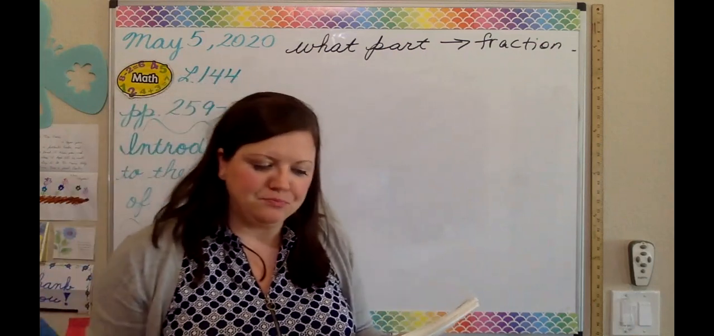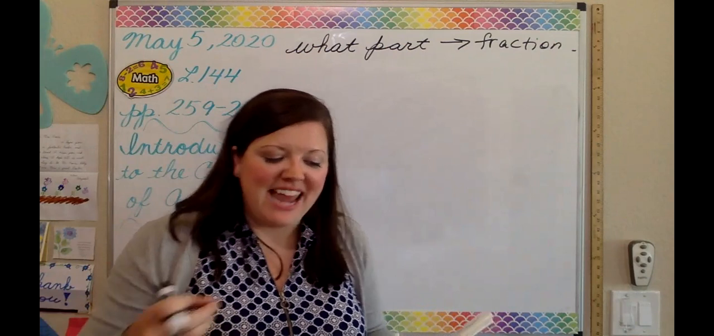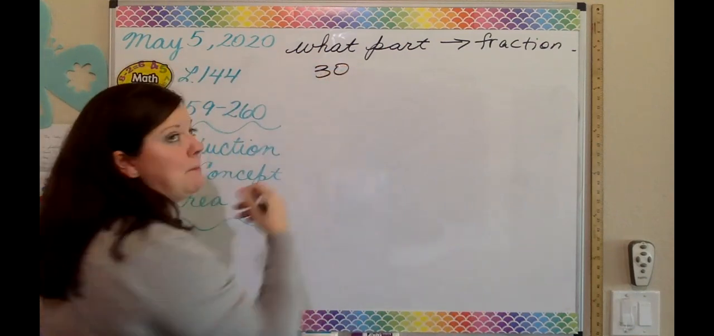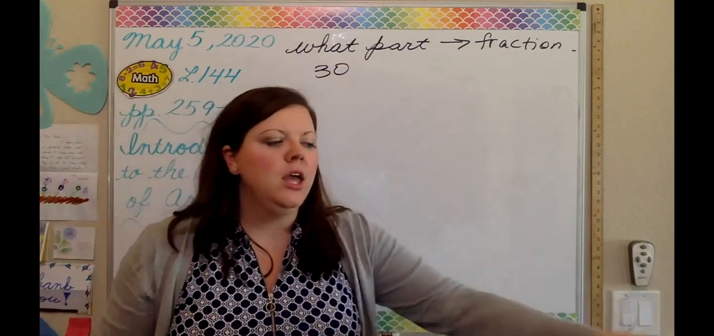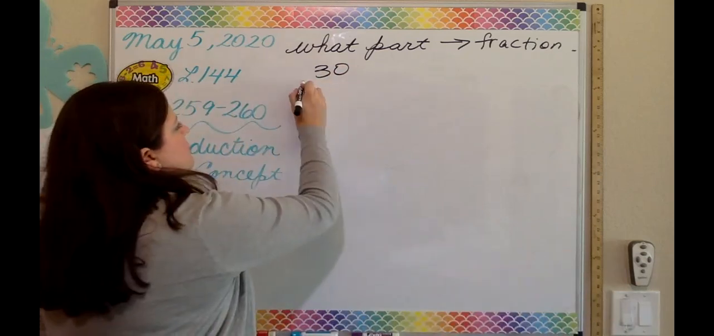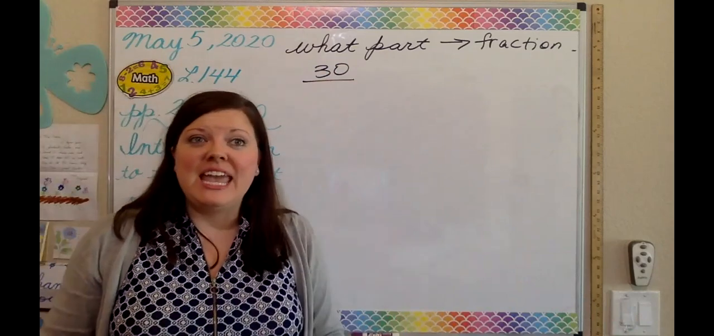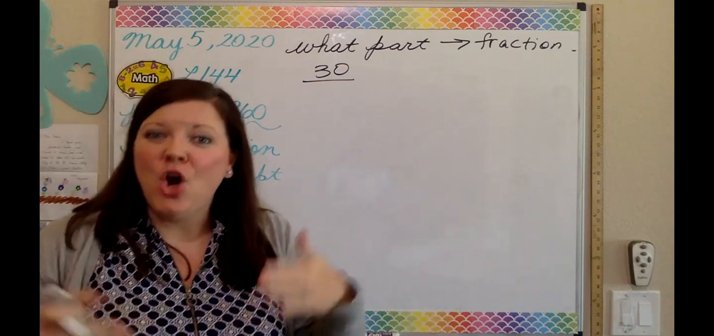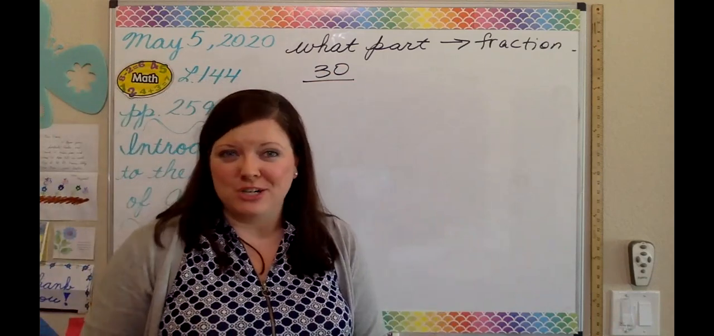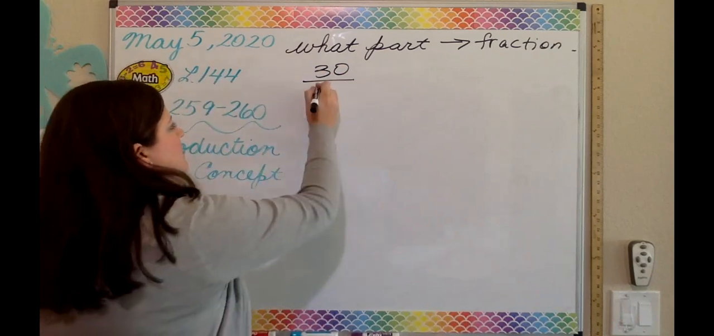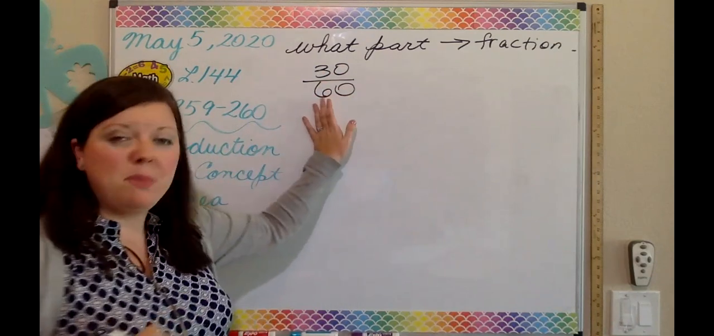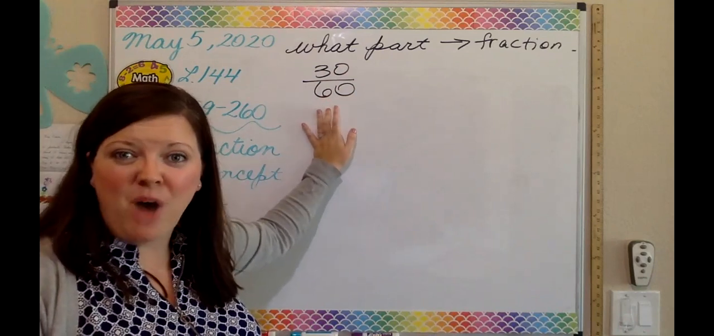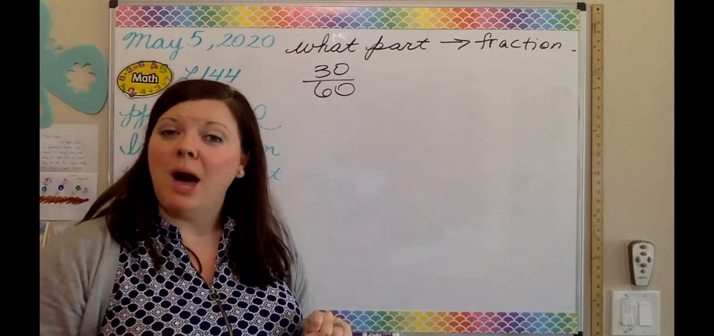So let's take a look. What part of an hour is 30 minutes? Well, let's put 30 on top because that's the part that we have. The part that we don't have is the total. Well, how many minutes are in one whole hour? 60 minutes. Remember, when we're talking about a fraction, the whole piece goes at the bottom. The part goes at the top as our numerator.